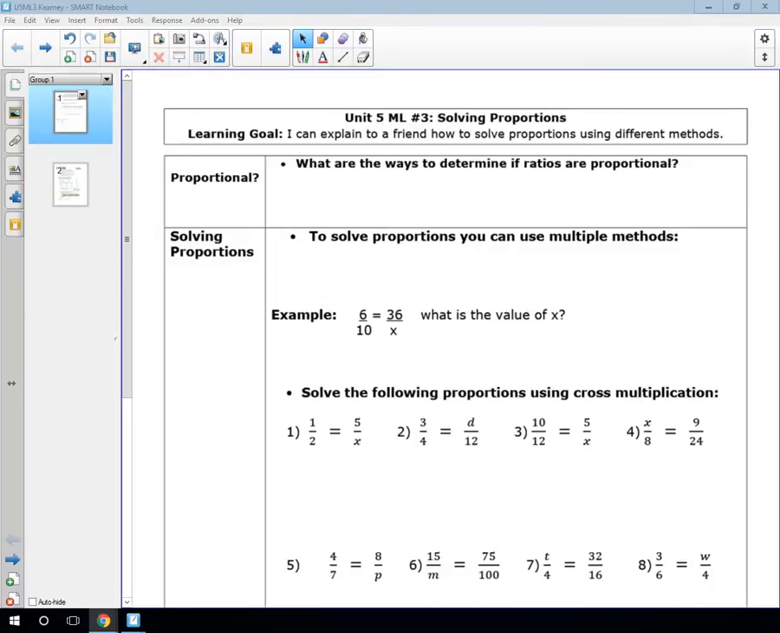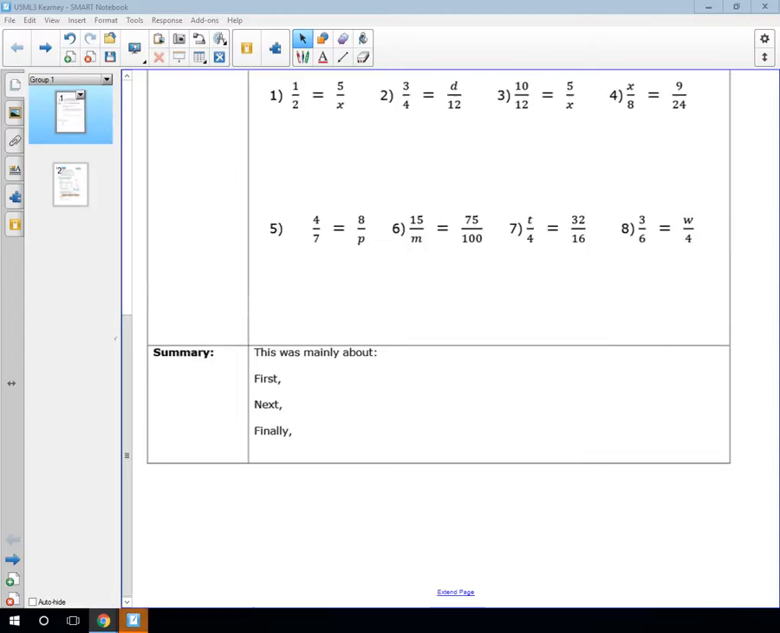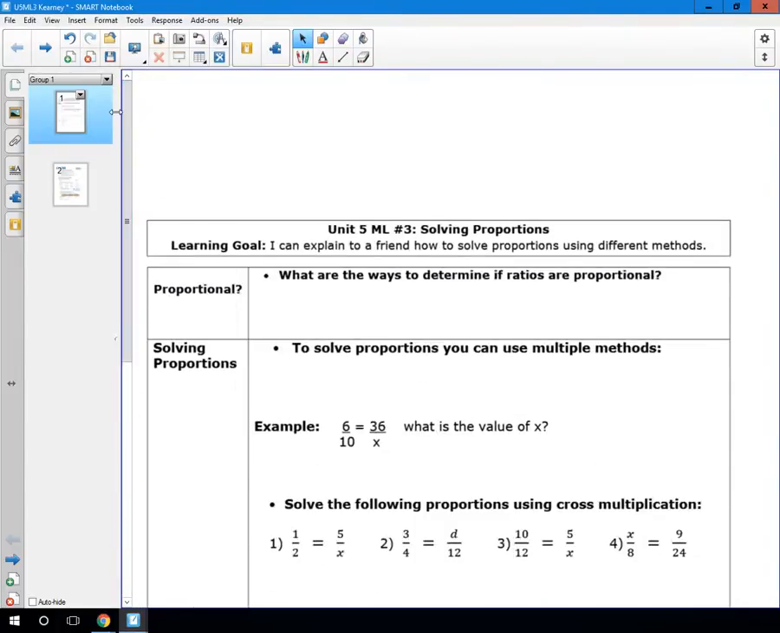So before we get started, let's just take a minute to review the word proportional. If we're trying to figure out what are the ways to determine if ratios are proportional, we need to know what that keyword proportional is. And I'm so sorry I forgot to tell you guys, let's go ahead and write at the top of our paper that this is entry number 3. So you need to make sure that by the end of today, you update that table of contents with this entry number 3.